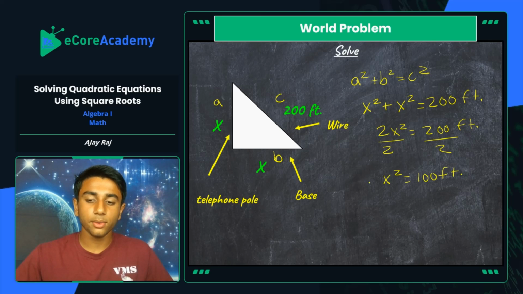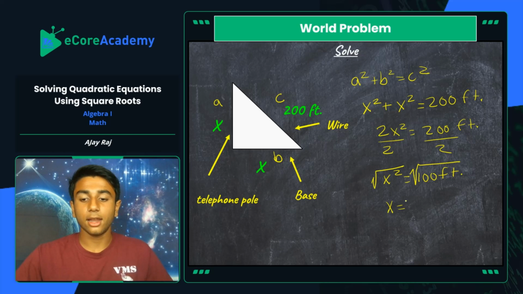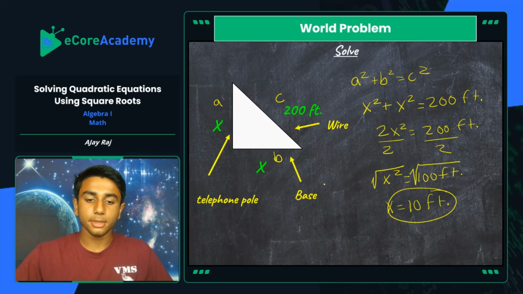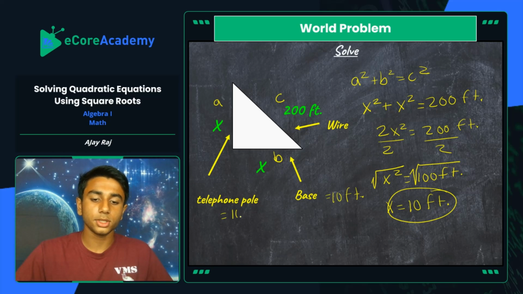And lastly, we're going to square root both sides to get x isolated on the left-hand side to get its equivalent integer value. So we're left with the square root of x squared and the square root of 100. That means that x equals, the square root of 100 is 10, so x equals 10 feet. So that means the base is going to equal 10 feet, and the telephone pole is going to also equal 10 feet.